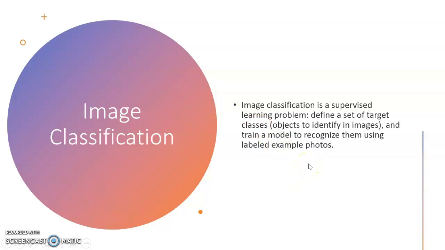So, what is image classification? It is a supervised learning problem. Define a set of target classes, that is, objects to identify in images, and then you have to train a model to recognize them using labeled example photos.